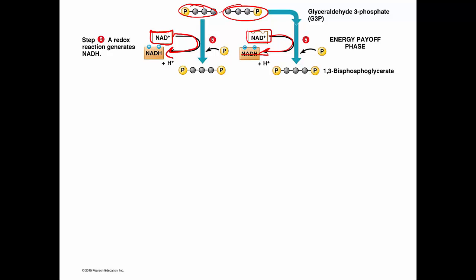While this process is happening, while you have this reduction of NAD+, you also have a phosphate group added. And again, that happens twice, once for each of the 2 3-carbon molecules. So now you have a 3-carbon molecule with phosphate groups on both sides. So this is 1,3-bisphosphoglycerate.